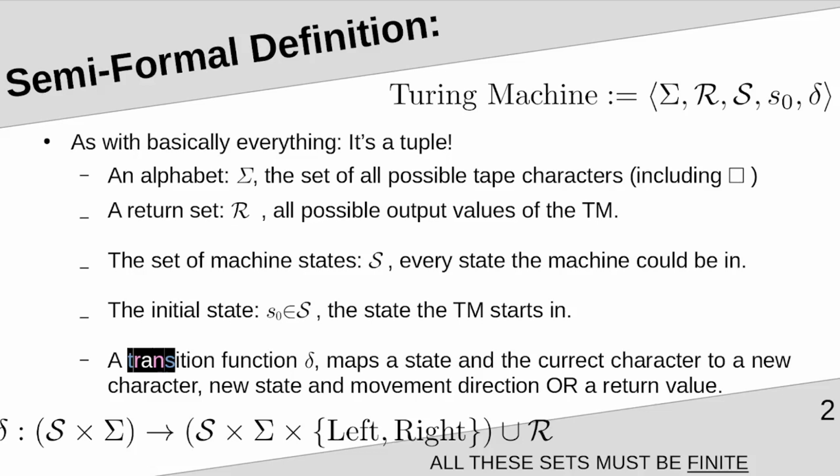The second thing it will have is a return set. These are all the possible output values of the Turing machine. So this could be true and false, or 1 to 25, or 0 to 15 if your Turing machine, for example, converts binary to decimal for 4-bit inputs. And the convention is that when the return set R has only one element, that element is called halt.